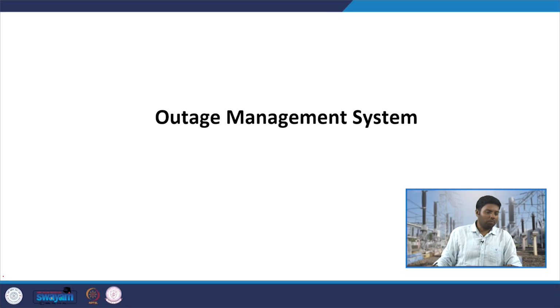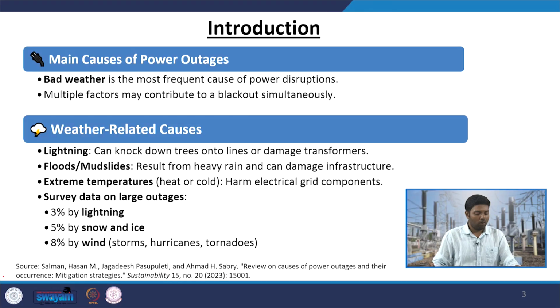So, today we will see the outage management system. That means, if you already incur a fault, you have a fault in place, it may be a temporary fault or maybe a permanent fault. Irrespective of that, how your system can be managed so that the outage scenario can be overcome easily. Okay. So, first you will see what are the main causes of power outage.